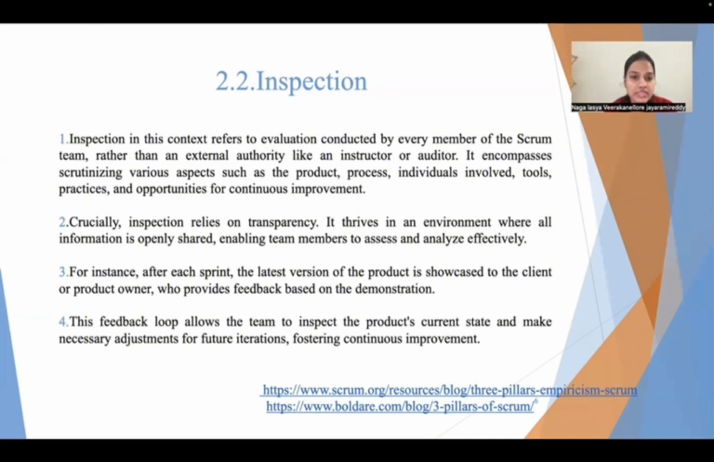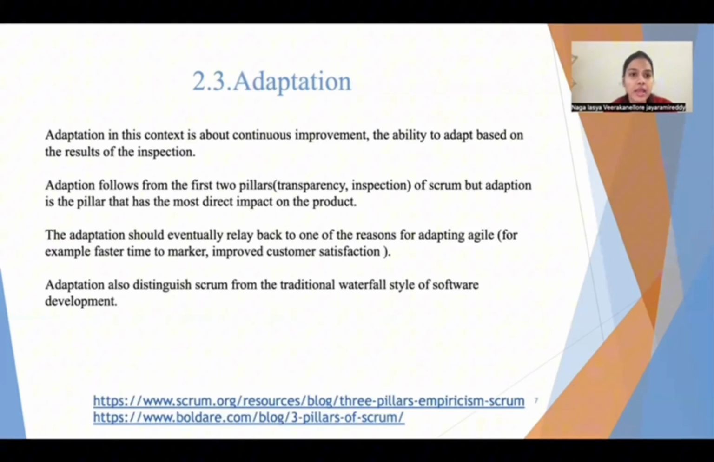For instance, after each and every sprint, the latest version of the sprint is showcased to the client or the product owner, who provides feedback based on the demonstration. This feedback allows the team to inspect the product's current state and make necessary adjustments for future iterations based on the client requirements, fostering continuous improvement. Adaptation follows the first two pillars, transparency and inspection, of Scrum, but it is the main pillar that has more impact on the product.